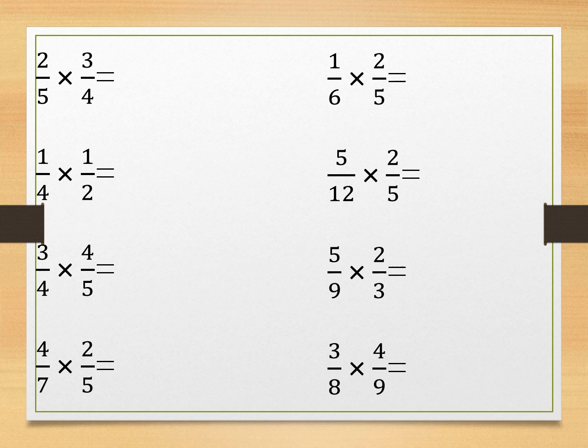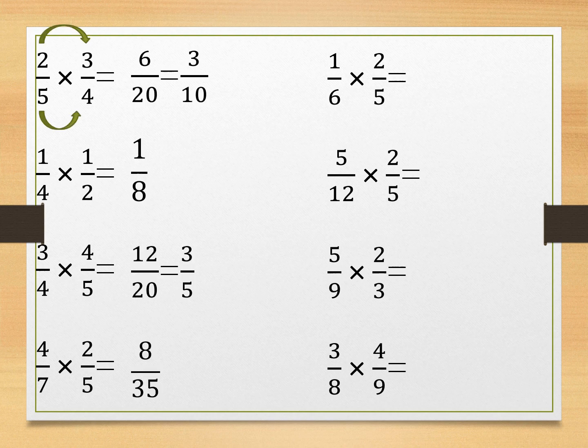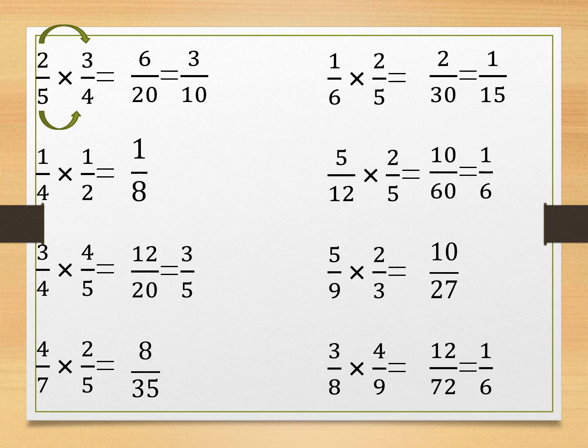Now, as we said, to multiply fractions, we start by multiplying the numerators and then the denominators. 2 times 3 is 6, over 5 times 4 is 20, and then you simplify to give you 3 over 10. Now the second one, 1 times 2 is 2, 6 times 5 is 30. You can say 2 over 30, and then you simplify to give you 1 over 15.